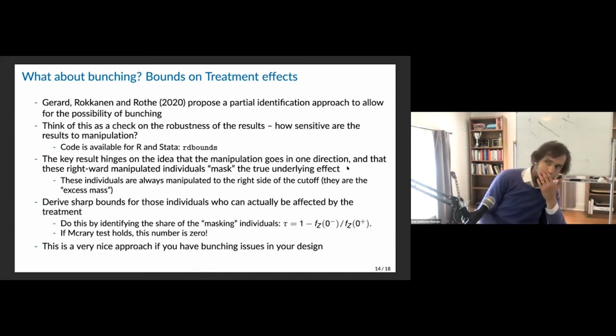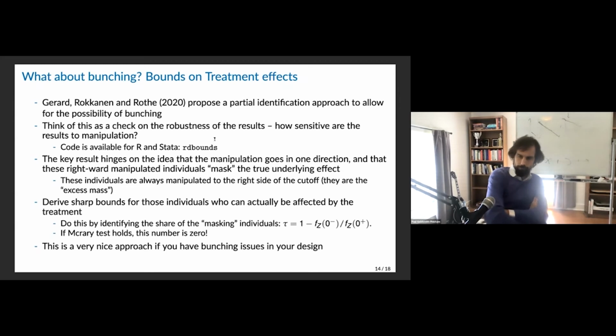So there's this paper by Gerard, Rokkanen, and Roth. This is the same Roth of Kolesar and Roth. What they do is propose a partial identification approach to allow for the possibility of bunching. So think of this as, how can I use an experiment, I really want to use this experiment, but it failed the McCrary test. Or I'm worried it was really underpowered to test it. How can I show the robustness of my results? How sensitive are my results to this manipulation?